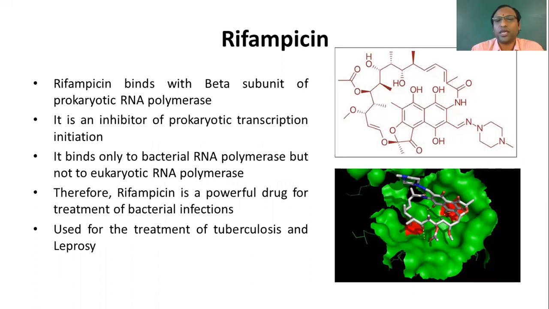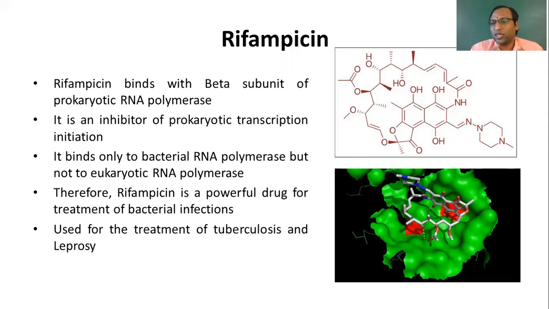So rifampicin, if you see, binds with the beta subunit of prokaryotic RNA polymerase. You know that in RNA polymerase of prokaryotes, we have alpha, beta, and beta prime. Beta plays a very vital role. It will actually identify the location and elongate on the upstream position. Near the promoter, it will just join and start to elongate. Then only can the process of transcription be initiated.